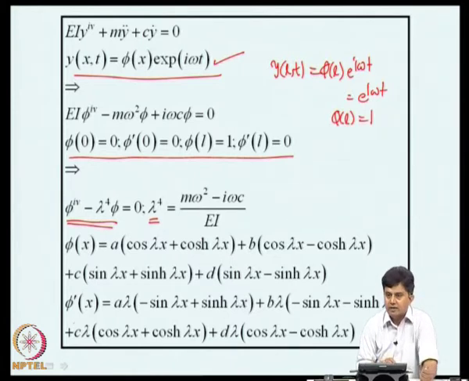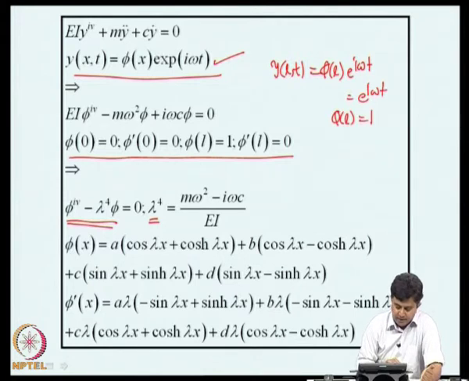This we have seen when we derived the beam eigenfunctions. The same form of the solution is relevant here, except that now we have an inhomogeneous boundary condition. This is not an eigenvalue problem. So, A, B, C, D are the arbitrary constants to be determined using these 4 boundary conditions.